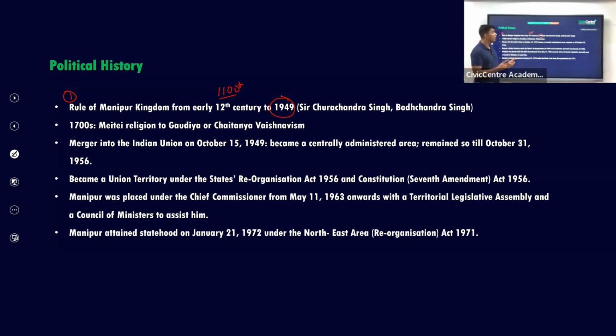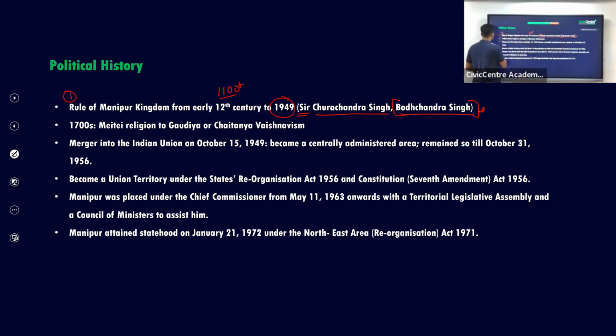The kingdom was ruled by many kings whose religion was initially different, and later it was different. Some of the famous kings you should know. One is Sir Chura Chandra Singh. One is Bodha Chandra Singh. At least these two names you should know, because in 1949, when it became part of the Indian Union, he was the ruler. Like we know Maharaja Hari Singh of Jammu and Kashmir, the last ruler when Jammu and Kashmir became part of India through the instrument of accession. Same happened here.